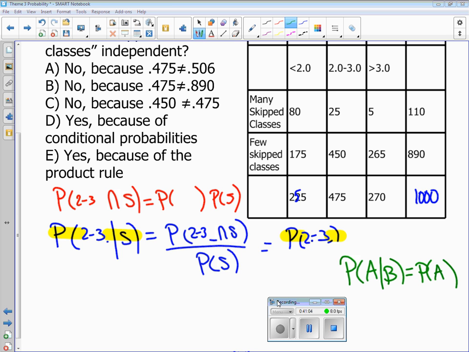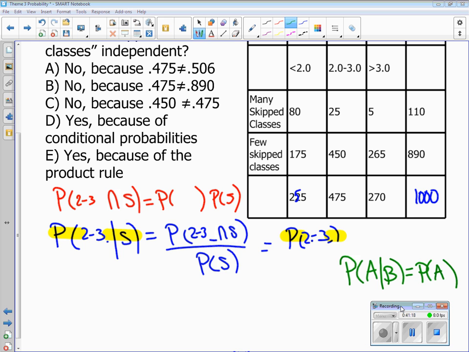I'm trying to show this. So maybe that's where the numbers are coming from. I think that is where they're coming from. So what's the probability that they have between a 2 and a 3 GPA? That would be 25 divided by 1,000? No, not 25. 475 divided by 1,000, right? So that would be 0.475. And that's some of the numbers that are showing up, isn't it? So we know we're on the right track with this question.